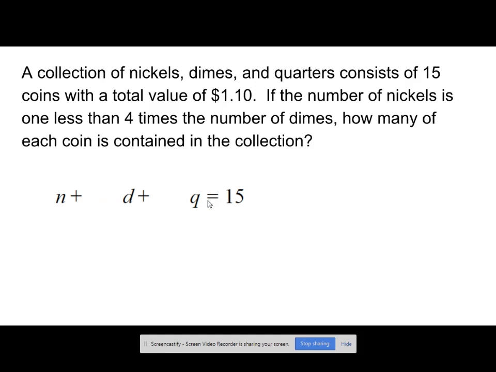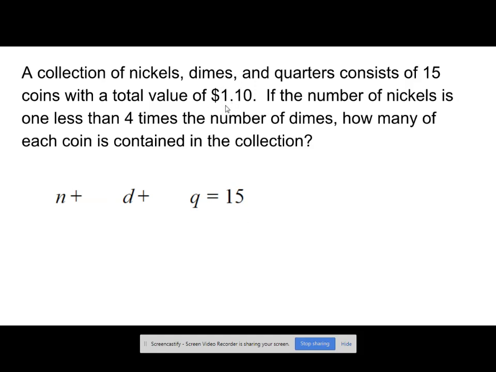No, there's no dollar amounts involved here because 15 has nothing to do with dollar amount. So you've got one nickel, or some number of nickels plus some number of dimes plus some number of quarters equals 15. Okay, now let's deal with the money.